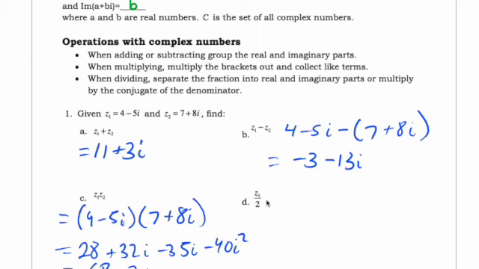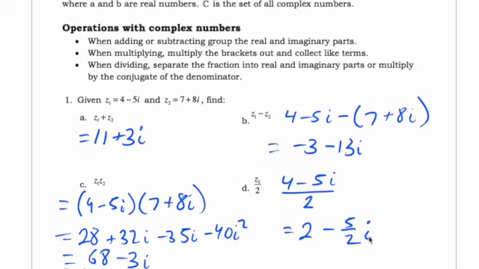Okay, the next one, we're just dividing by 2, and that's going to be 4 minus 5i over 2. But if we want to write it in the form a plus bi, then this is 2 minus 5 over 2 i. We often write it like this, and you'll see why later in the unit.